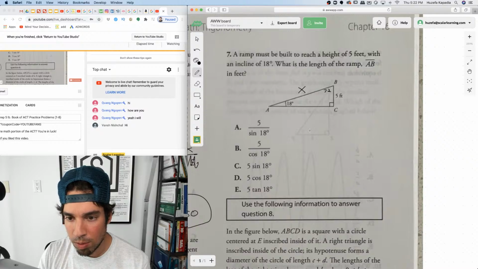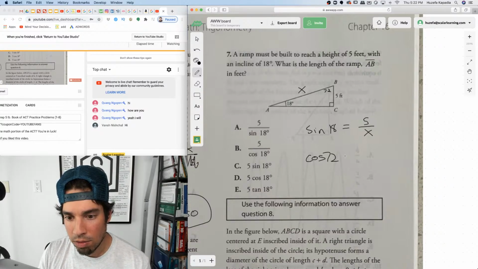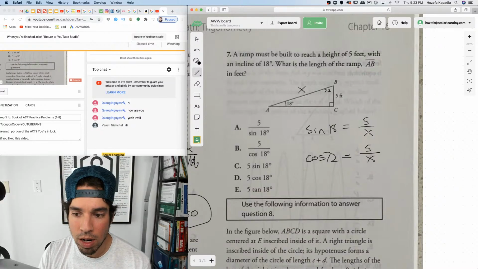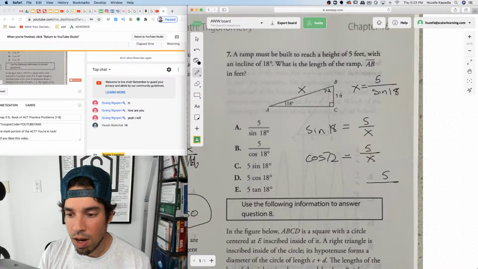These are complementary. So I could either say sine of 18 equals opposite 5 over hypotenuse, or I could say cosine of 72 equals adjacent over hypotenuse. Both are correct. If I want to isolate x, I multiply by x and divide by sine of 18. So one option is 5 over sine of 18 equals x. The other option is 5 over cosine of 72 equals x.